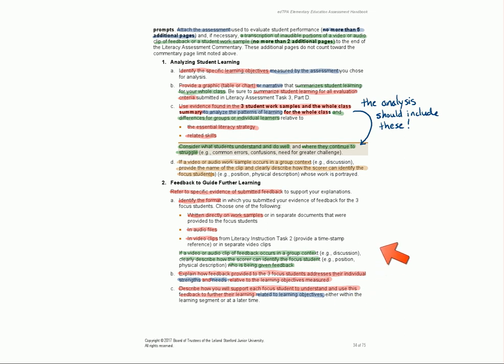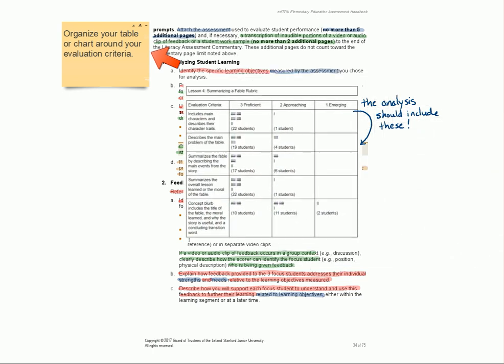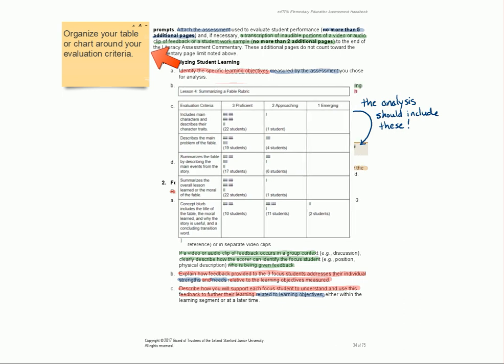So let's take a look at some notes. Let's go back up to organizing your table. So again, important, organize your table or chart around your evaluation criteria. And I showed you what that looks like on this table. You can clearly see the evaluation criteria along here. And that just sets you up for good analysis.